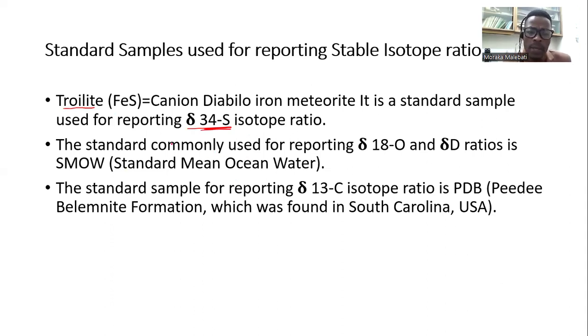Those studying hydrogeology use standard mean ocean water. For reporting carbon, we use the PD belemnite formation, which was found in South Carolina in the USA. So you can see that for different applications, you have to use different standards. I would urge each and every one of you, especially the researchers: because my master's studies were about sulfides, I'm using troilite. But those doing hydrogeology would use different standards.